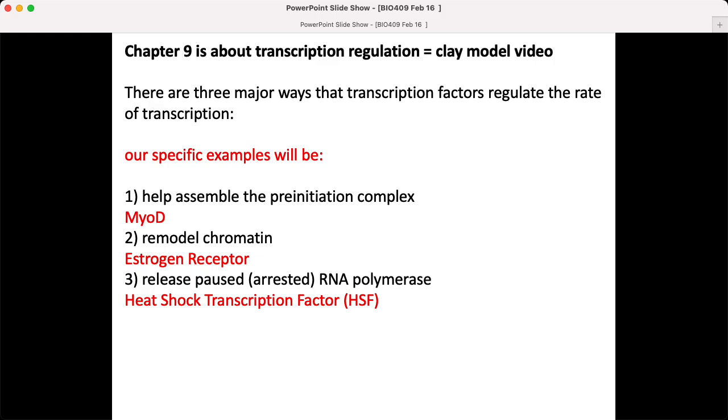Males have testosterone receptor plays a big role, okay? So we're just going to pick on estrogen receptor. And then releasing this arrested polymerase example I mentioned before, most genes have that as a rate-limiting step. So many transcription factors regulate arrested polymerase, and we're going to learn about one. It's called heat shock transcription factor, abbreviated HSF, okay?